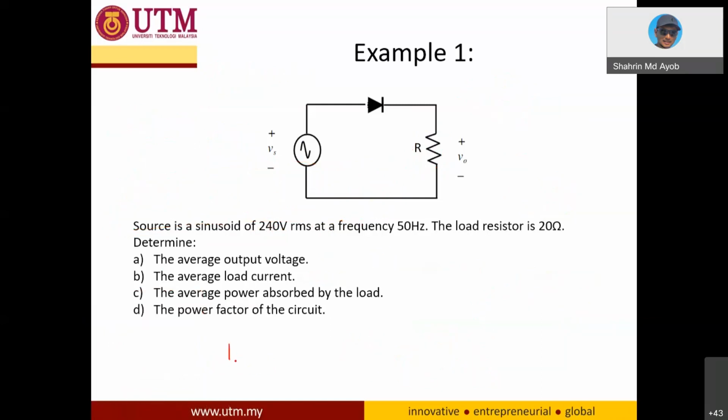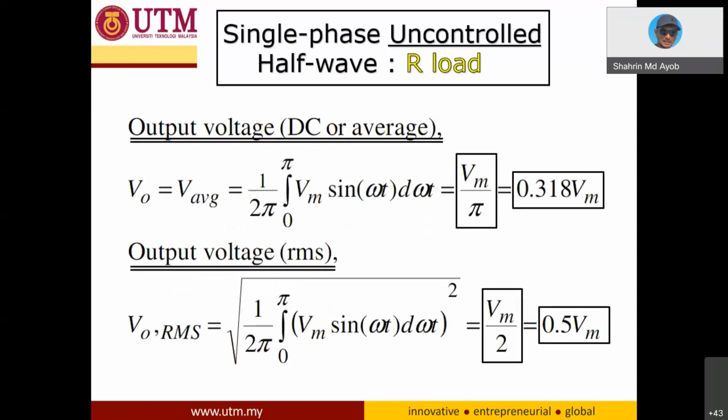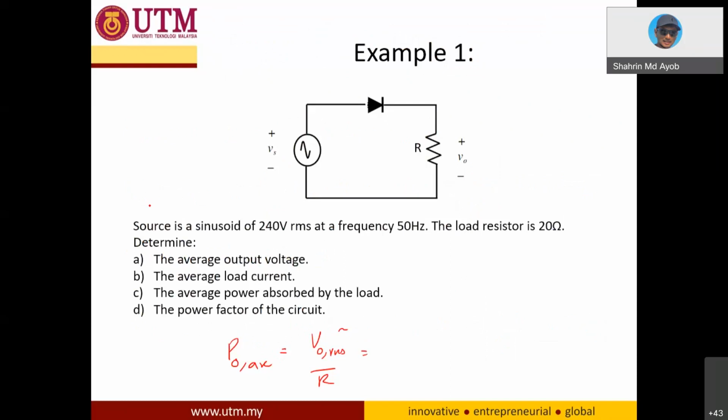So right now, for your P out average, you can either use I out RMS or V out RMS. I think it's better to use V out RMS squared over resistor, because we know V out RMS from the equation. That's why we use V out RMS instead of I out RMS multiplied with R.